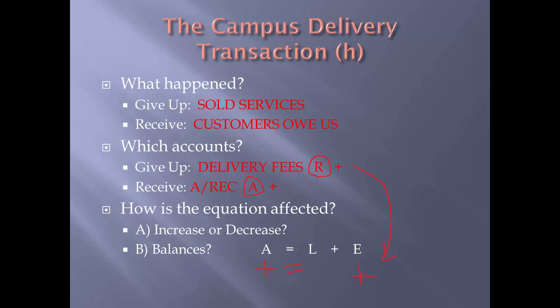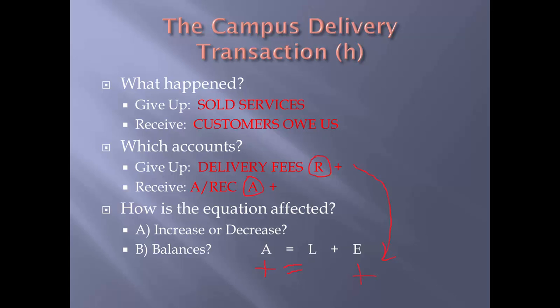Okay? And so what we gave up is we performed the services, we sweated, and we're good, but we want to use our keyword, so we're going to say sold services. What did we receive? The fact that customers owe us money. We own that money, but it's just in their pocket right now instead of ours.